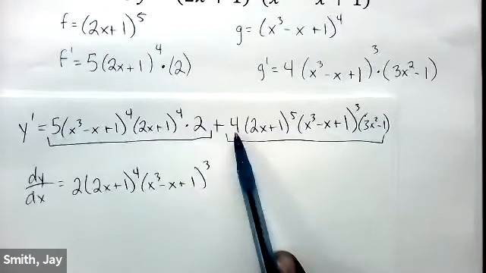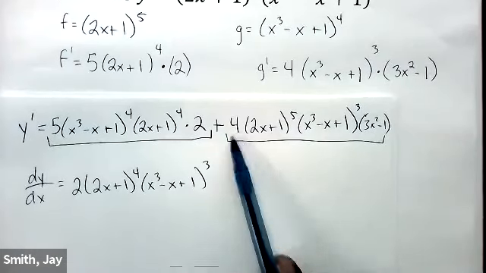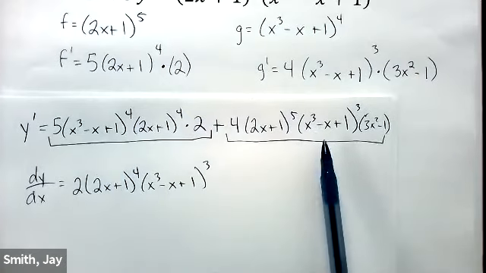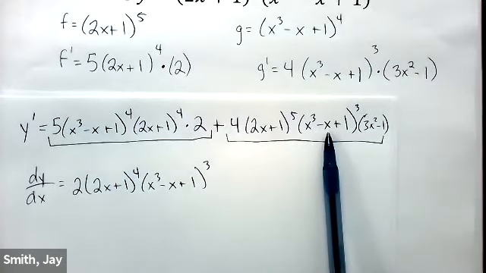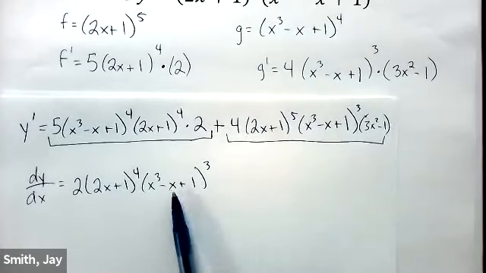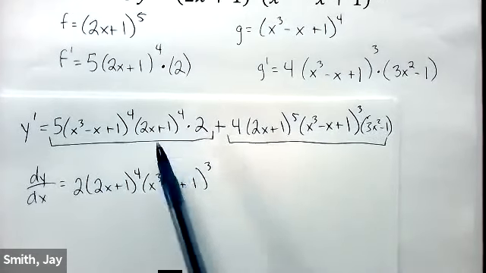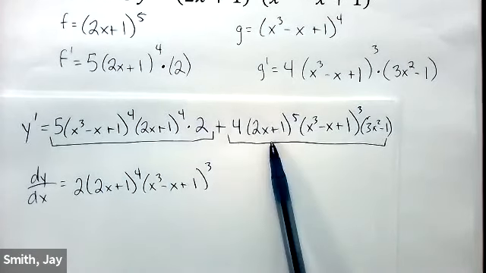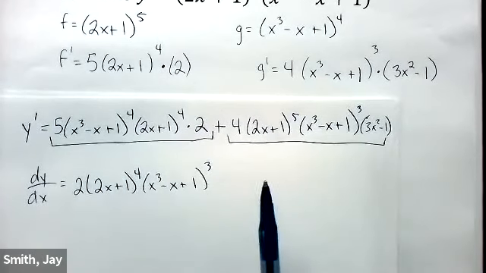Remember, 4 can be rewritten as 2 times 2. This first term has 4 factors of (x^3 - x + 1), and this term has 3, so the most you can take away from both is 3. Same thing for (2x + 1): this first term has 4 of them, the second term has 5, so the most you can take away from both is 4.